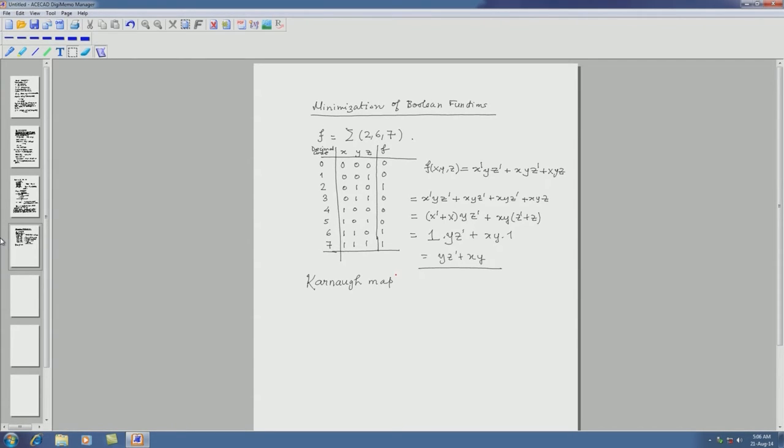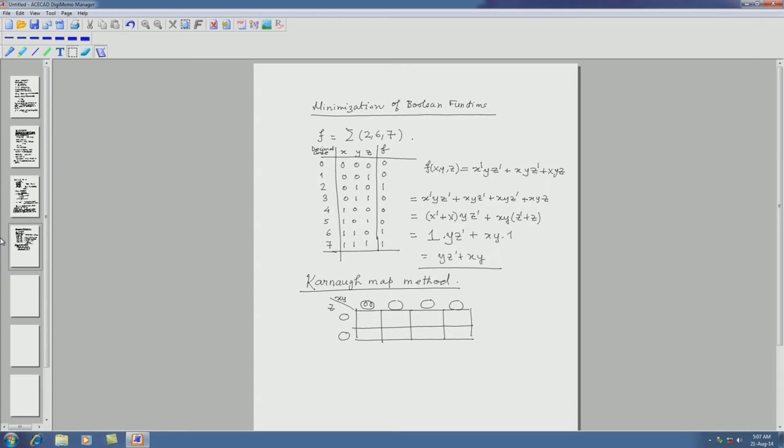This is called Carnot map method. Here we will consider a table which is best understood by using examples. I write x, y over here and z below it. So, I will keep on writing all possible values of x, y in these positions and all possible values of z in these positions.